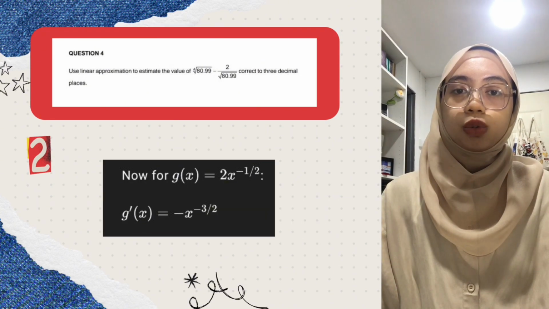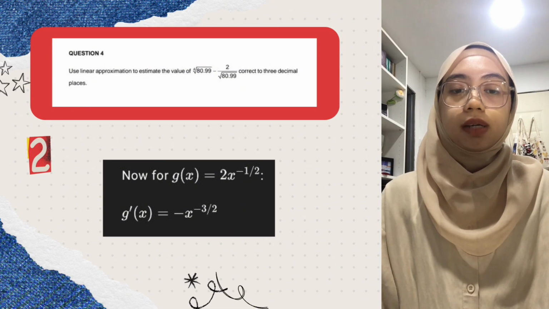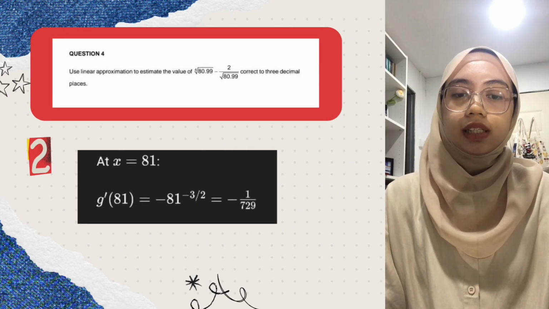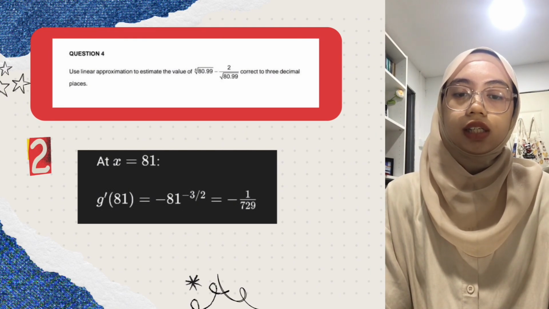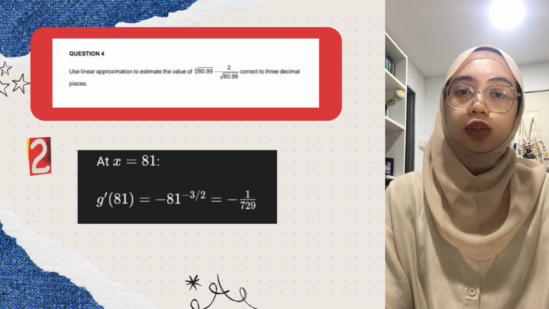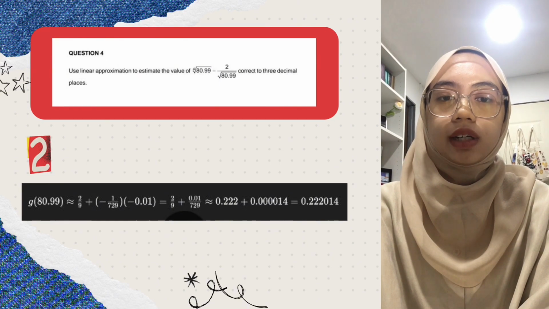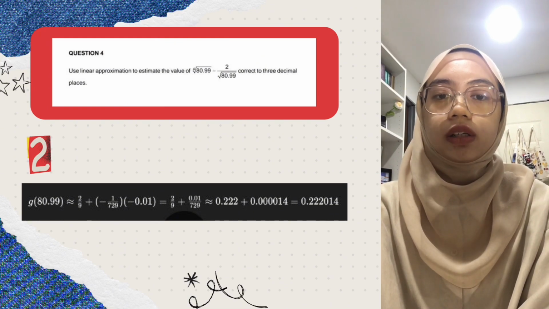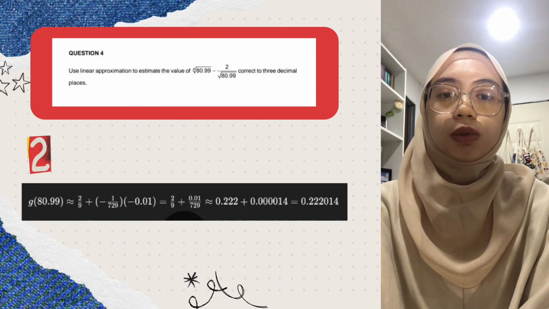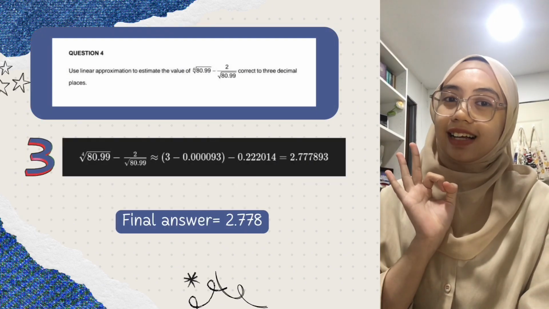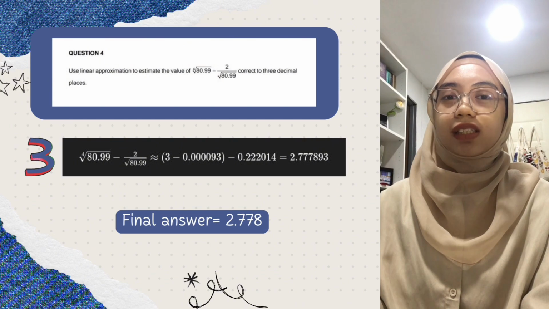Now for g(x) equals 2x to the power of negative 1 over 2, g prime(x) equals negative x to the power of negative 3 over 2. At x equals 81, g prime(81) equals negative 81 to the power of negative 3 over 2, which equals negative 1 over 729. So, g(80.99) equals 2 over 9 plus negative 1 over 729 times negative 0.01, equals 2 over 9 plus 0.01 over 729, equals 0.222014. So for step 3, which is the last step, we need to estimate the full expression.